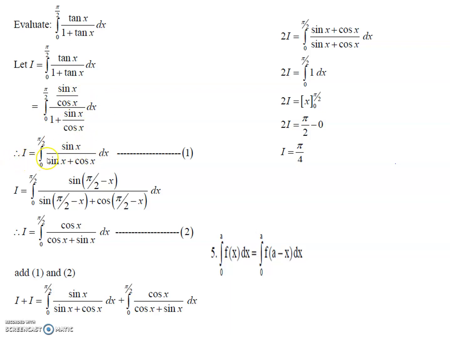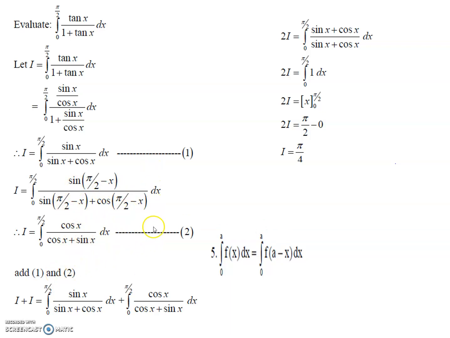We remain with I is equal to the integral with lower limit 0, upper limit pi by 2, of sin x upon sin x plus cos x dx. Instead of x we have to put pi by 2 minus x because we have to use which property? Yes, property number 5: the integral from 0 to a of f of x dx is equal to the integral from 0 to a of f(a minus x) dx. So instead of x we have to put pi by 2 minus x in the numerator and in the denominator. So sin(pi by 2 minus x) is cos x and cos(pi by 2 minus x) is sin x.